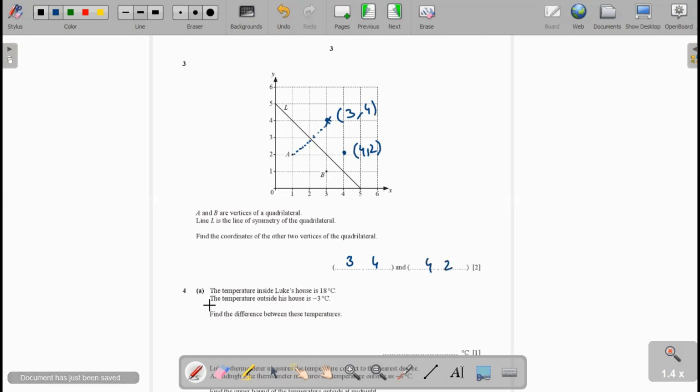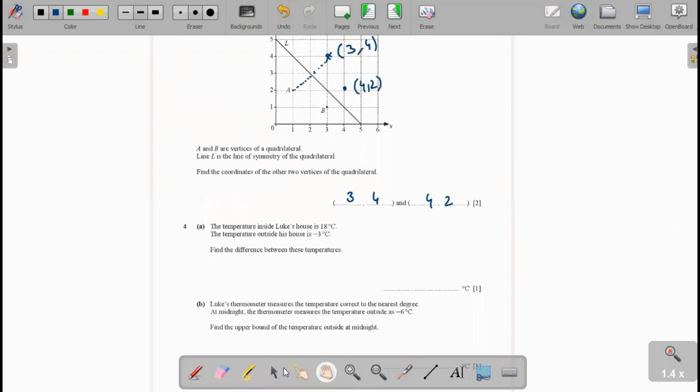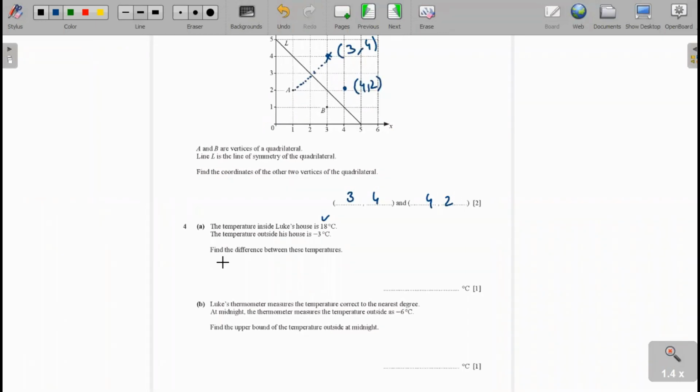Next, question number 4, part A. The temperature inside Luke's house is 18 centigrade. The temperature outside his house is -3 centigrade. Find the difference between these two temperatures. The temperature difference formula is T1 minus T2. Now we get 18 centigrade minus -3, we get 21 centigrade temperature difference. Now we write it as 21.